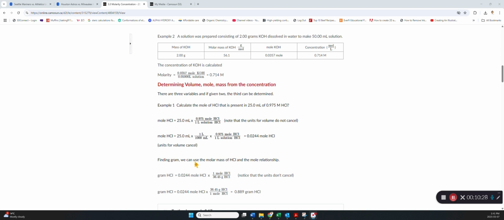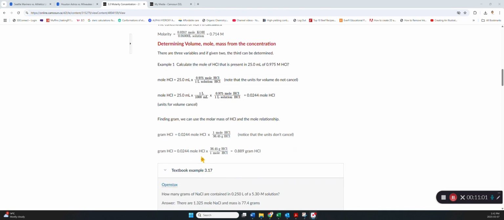So now we could find grams. We could use the molar mass of HCl and the mole relationship. So remember, moles times 1 mole of HCl over... If you take a look at this equation, you'll notice that the units don't cancel. And because the units don't cancel, you have to go back and determine the conversion factor. The conversion factor should be moles over the grams per mole, which will give you the grams. And so moles times 36.45 grams over 1 mole, the moles will cancel.